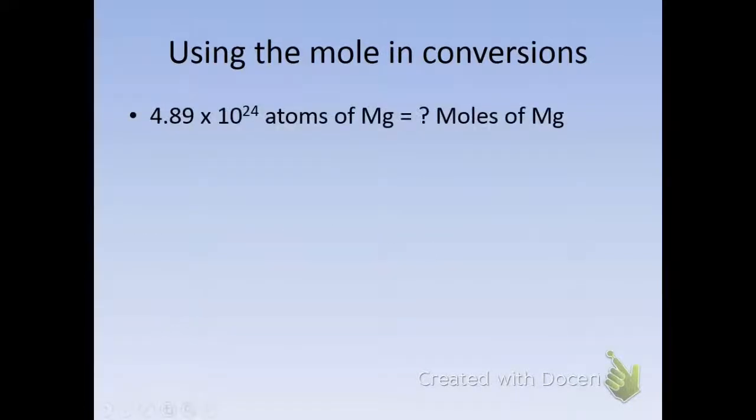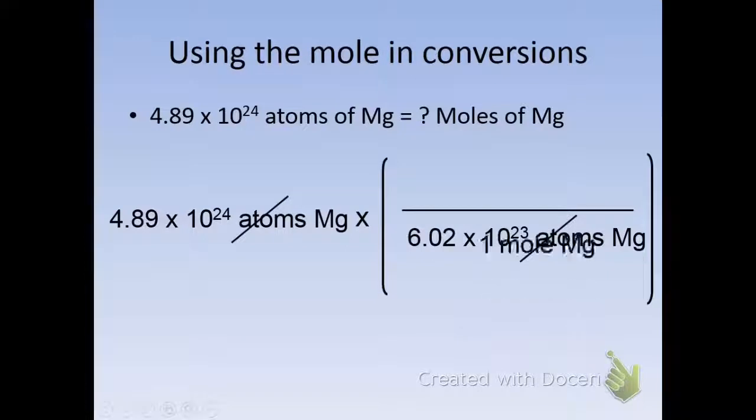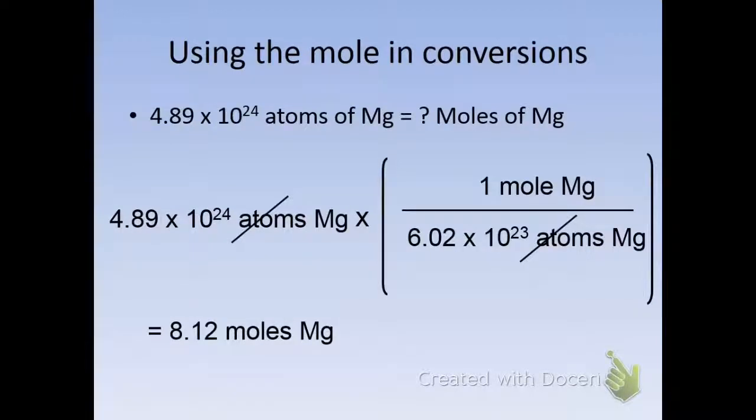Let's do another one. Say we wanted to go from a certain number of atoms of magnesium to moles, kind of just the opposite of what we did in the previous one. We're going to start with a conversion factor, and again, our goal is always to put the units we want to get rid of on the bottom. The number 6.02 times 10 to the 23rd always goes with atoms, and the number 1 always goes with moles, and that'll go on the top in this case. Our units cancel, and we simplify, and get our answer.